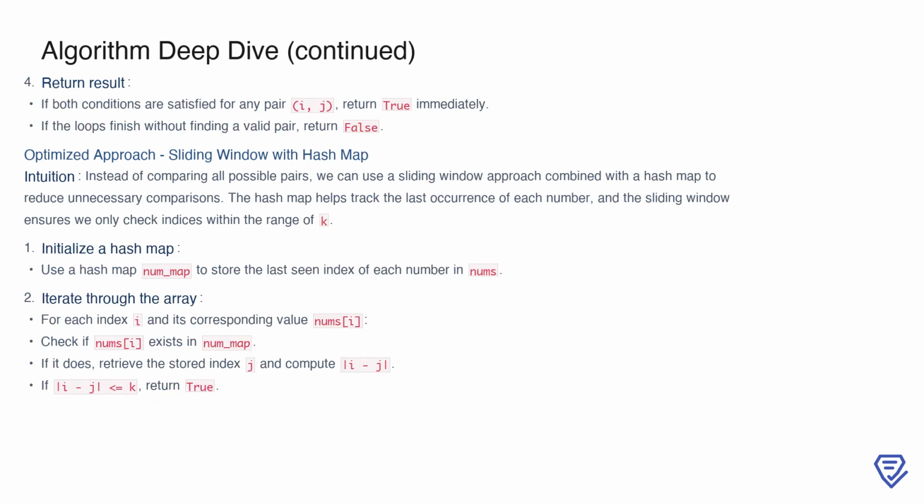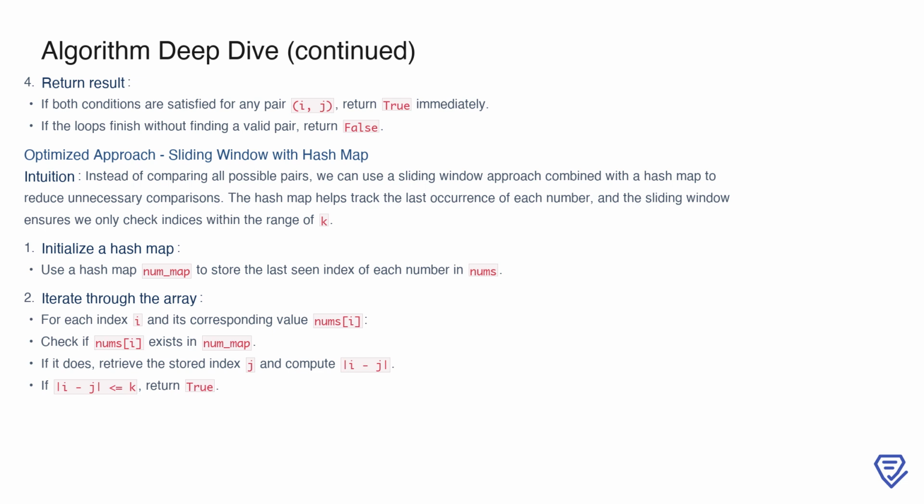Once all pairs of indices have been evaluated, we can determine the result. If any pair satisfies both conditions, we immediately return true, as we've found a valid pair. However, if we finish checking all pairs and no such pair exists, we return false. Now, while this brute force approach is straightforward, it's inefficient for large arrays due to its nested loops.